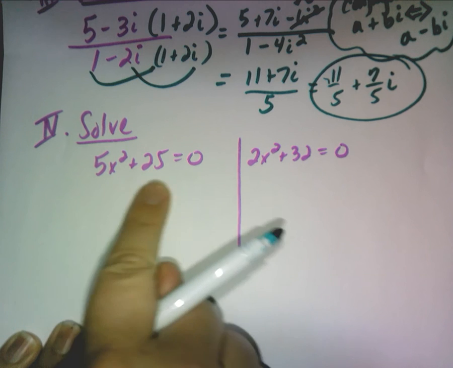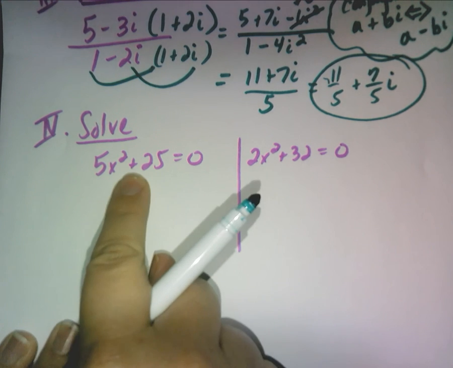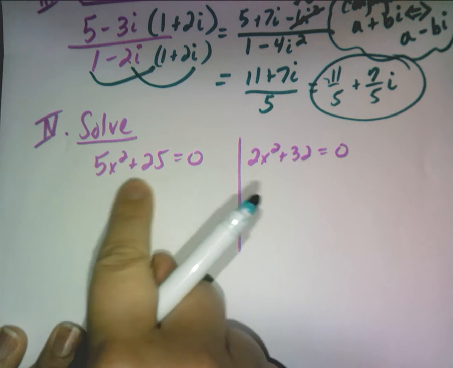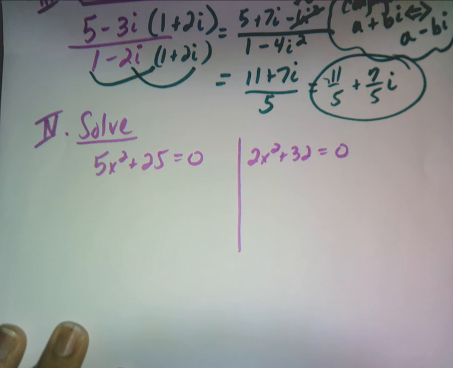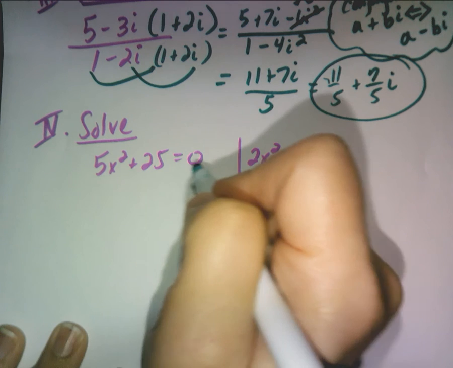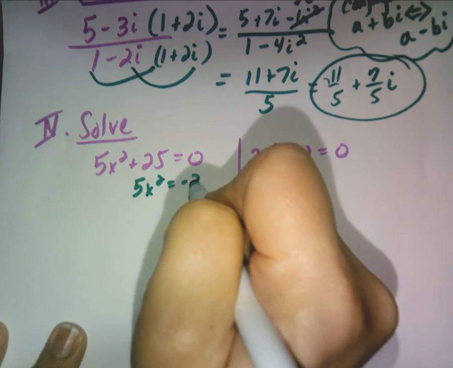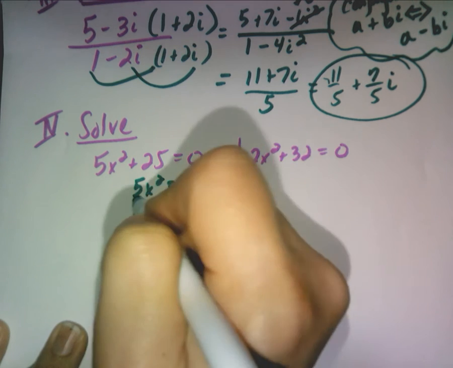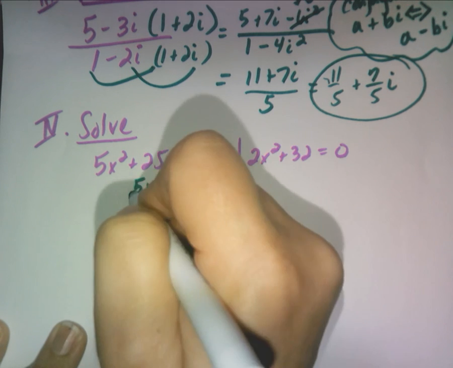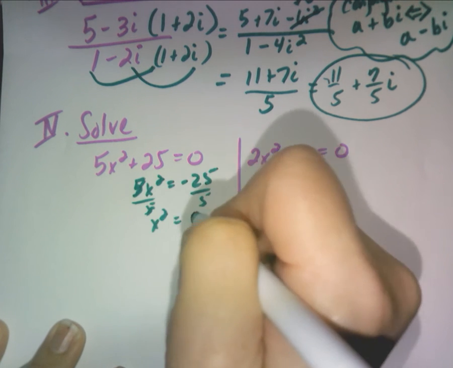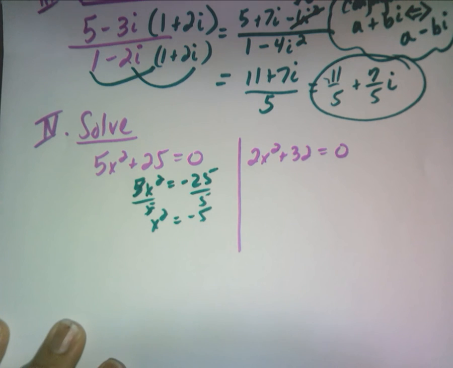Okay? But let's say you ended up with this. You set it equal to 0. And it's just an x squared. If there was a trinomial here, you would have to factor it or something like that. But if it's just two numbers, you can do 5x squared equals -25, right? Divide by 5. x squared equals -5. How do you undo a squared? Square root. Good job.